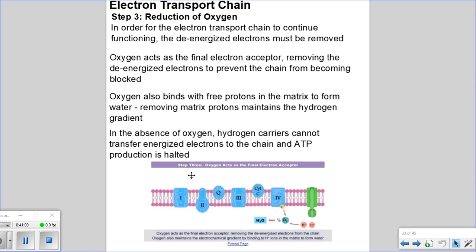In the absence of oxygen, hydrogen carriers cannot transfer energized electrons to the chain, and ATP production is halted. Basically, in the absence of oxygen, you don't have that final electron acceptor. So eventually this chain will become blocked, and you can't generate high levels of ATP.